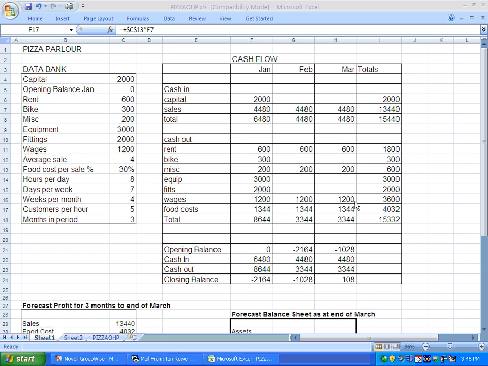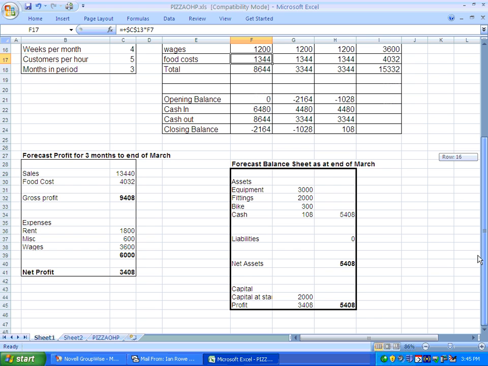Hello, and this is the second part of the video sequence on financial plans using this basic plan of the pizza parlour, which we looked at the cash flow last time. Now I'd like to just look at the profit calculation and the forecast balance sheet this time.